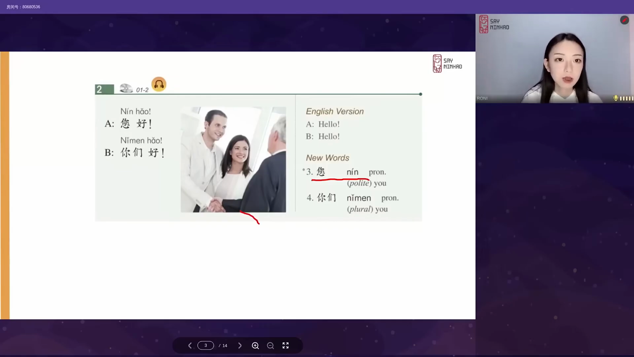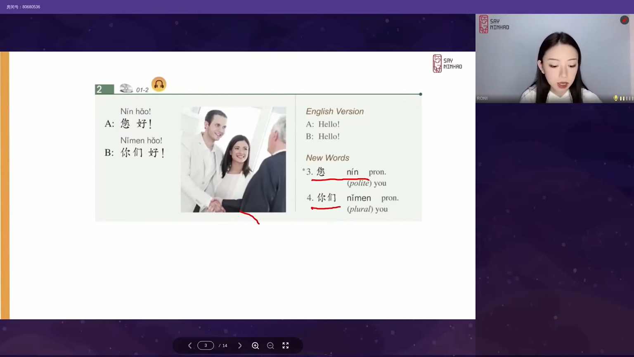This is a pronoun too. It means you, but in a respectful, polite way to say you. So this one, 您, is always used when you are talking to a person you respect or someone much older than you. Then you can use 您. It is better than 你. Okay, this is 您.